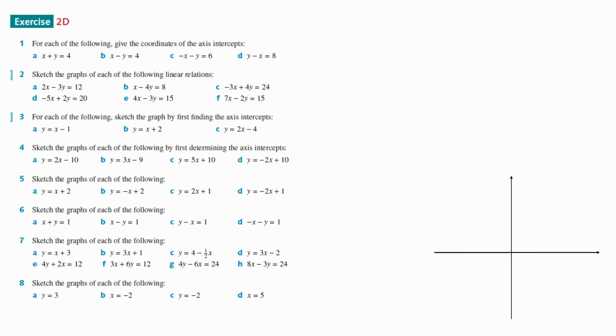For each of the following, give coordinates of the axis intercept. So again, here you're trying to find the x-intercept and y-intercept. Let x go to 0 or let y go to 0. Sketch the graphs of each of the following linear equations. So again, that was my first example, sketch the graph by finding the axis intercepts. That's my second example. Determine the axis intercepts, and that's pretty much all the same. Okay, they're all the same techniques. So if you can work with a fraction, if you notice this one looks harder, do that. Okay, it's all about challenging yourself.